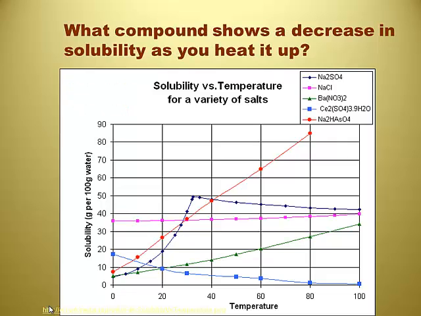What compound shows a decrease in solubility as you heat it up? Well, we just mentioned the sodium sulfate. Sodium sulfate does that, but it doesn't do it consistently. Sometimes it goes up. So is there another one that's a better answer? Yeah, cesium sulfate, that light blue one. Both of them are sulfates, and both of them tend to decrease. The cesium sulfate nonahydrate.